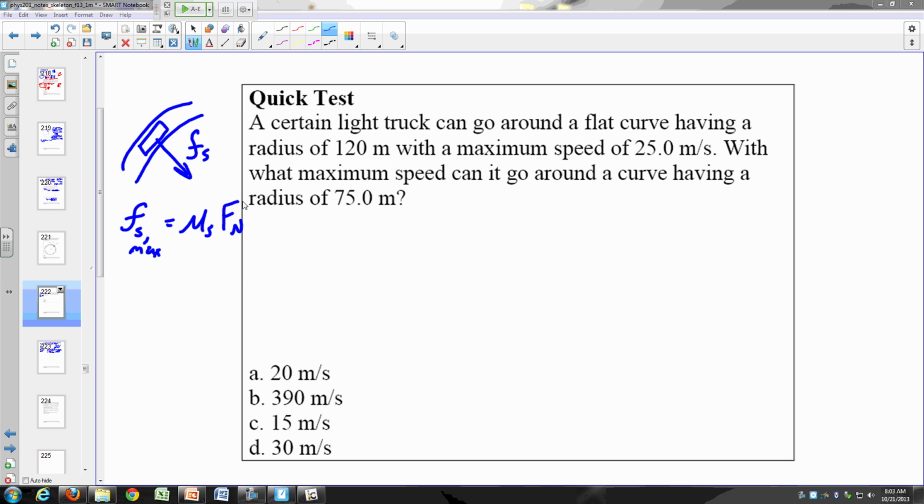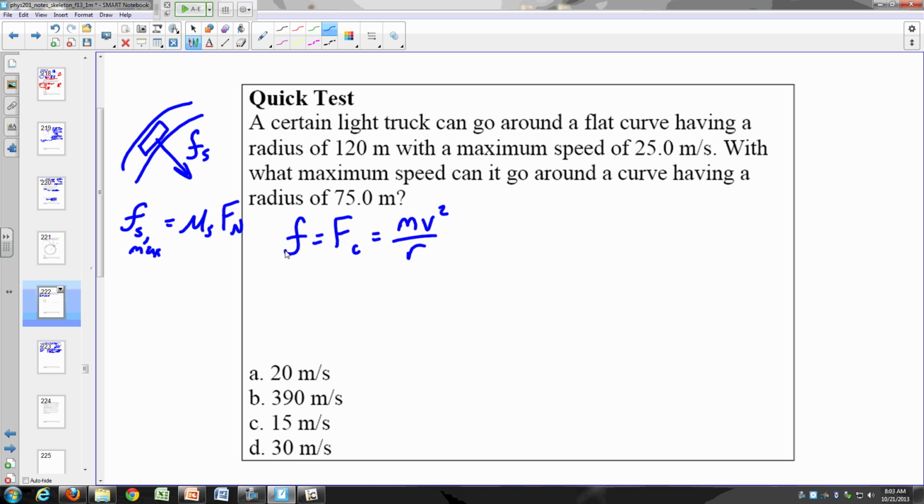So let's see. The first thing you want to do is find out what is the static frictional force required for it to go around. And the static frictional force is equal to my centripetal force. It provides the centripetal force that causes this truck to go around this curve, and that's equal to mv squared over r. I know a few things, but I don't know the mass of the truck. Is that a problem?